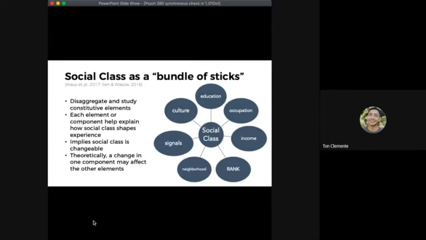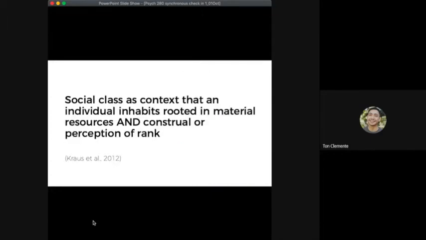So yung definition nila is this, which actually hints at the social cognitive model of social class. So look at how it's defined. Social class is a context that an individual inhabits rooted in material resources and construal or perception of rank. Okay? So why do I like this definition?